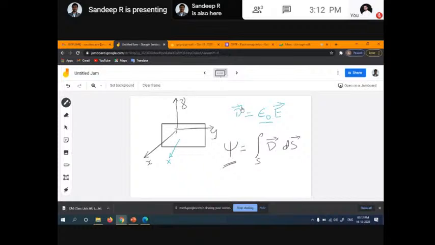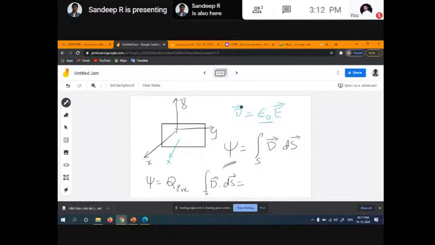Gauss law states that the net electric flux penetrating a closed surface is equal to the total charge enclosed. Mathematically, psi is equal to Q enclosed. Psi is measured in coulombs, Q is also measured in coulombs, and in a more generic way, we know that psi is the surface integral of D dot dS. And what is Q? Q is the total charge.